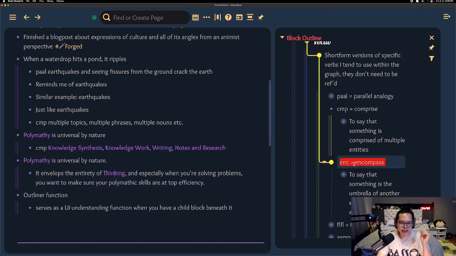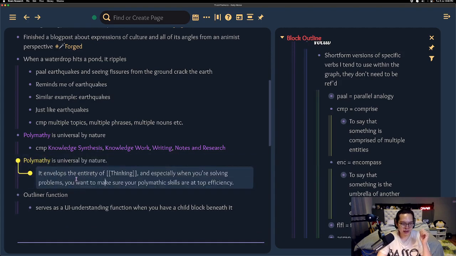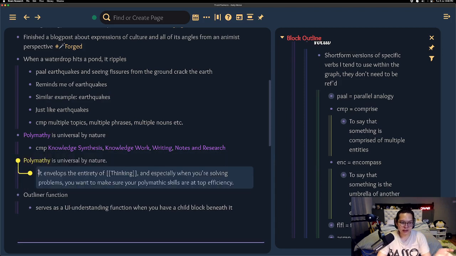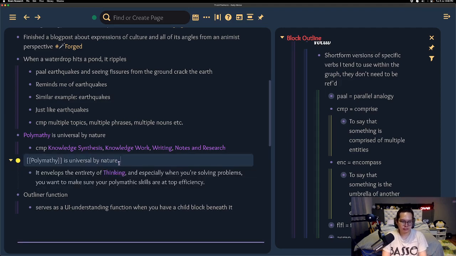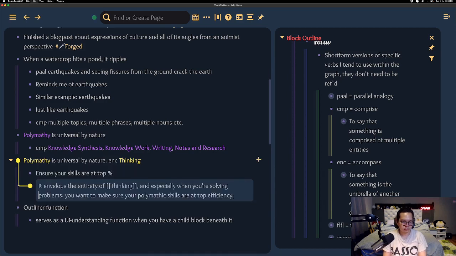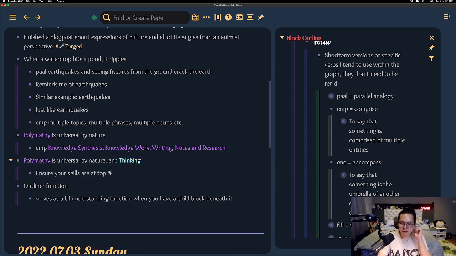If I want to use ENC, but I want to translate it here, then I'd say polymathy is universal by nature, and then extra detail, it envelops the entirety of thinking, and so on, adding extra examples here and there. But instead of writing this entire thing, I can shorten it. I can say it there. It tells me exactly the same thing, but in fewer words.